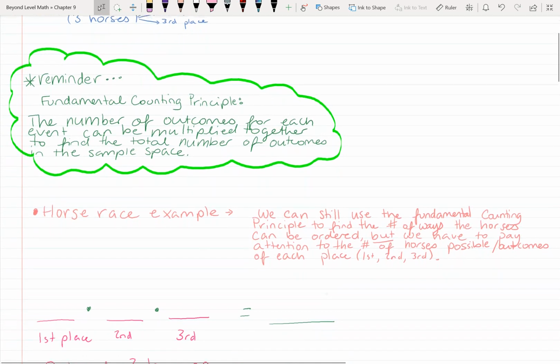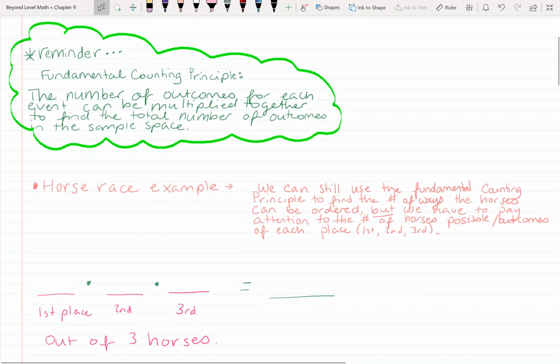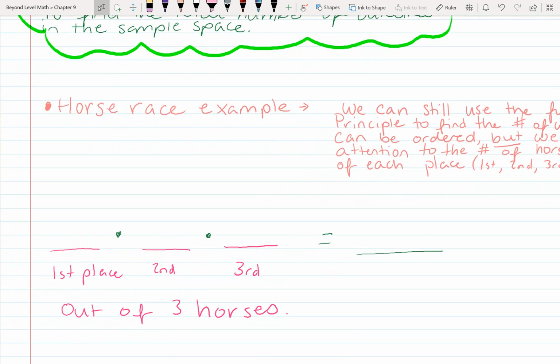So since we've got three places, first place, second place, and third place, and it says out of three horses. Okay, so you're going to make lines. I highly recommend that you make lines because those lines are talking about the number of options you have, right? We're choosing first, second, and third place, but out of three horses. So for the first place winner, we've got three options. All three horses could possibly win first place.